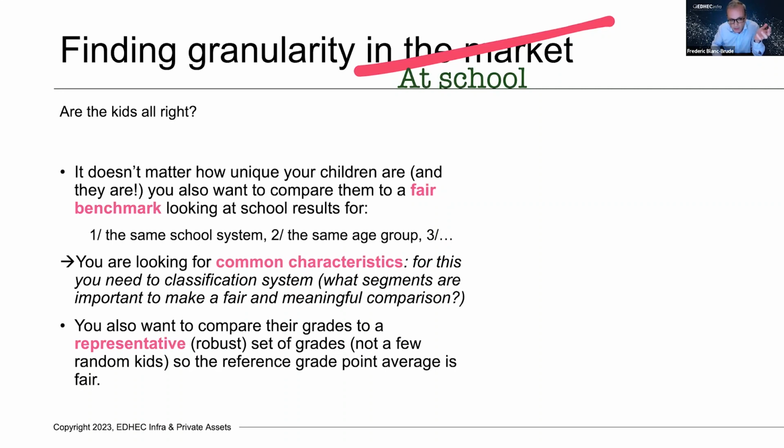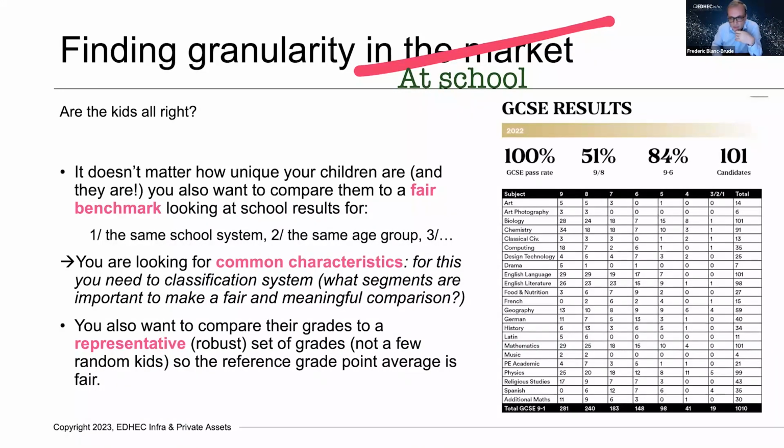If you want to make a representative comparison as well, not only do you need to put them in the right box, in the right category, but also you need a large amount of grades, because if you just have a few grades for a few kids, it's obviously not fair. And then you can ask your child, they'll tell you, right? So if you look at the grade point average for some schools, you want to have at least 100 candidates, and you want to be focusing on the type of classifications, the type of subjects that are the most important to succeed later on, for example, to go to university.